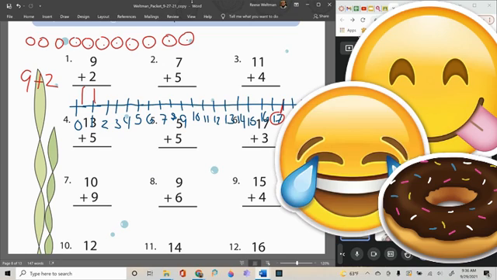17 plus 3. He's counting on. I'm counting on. That's right. So I need to make jumps to the right. 1, 2, 3. And then I land on the 20. So that would be our answer. 17 plus 3 is 20.